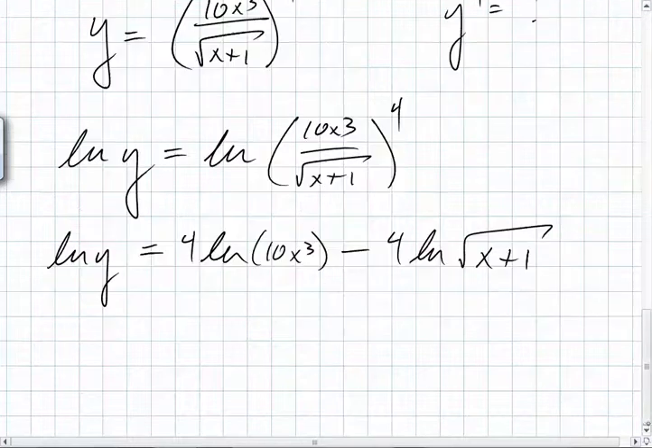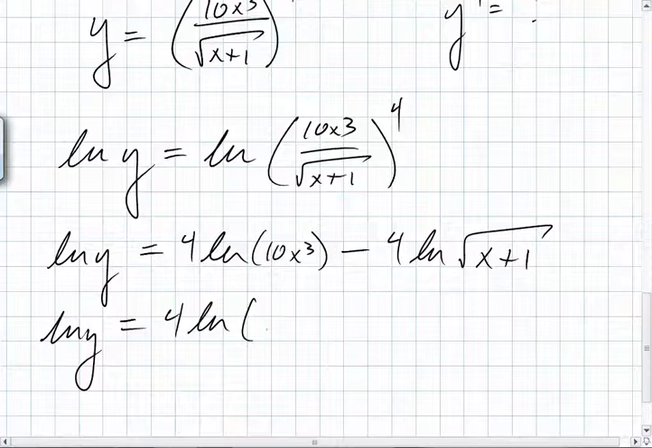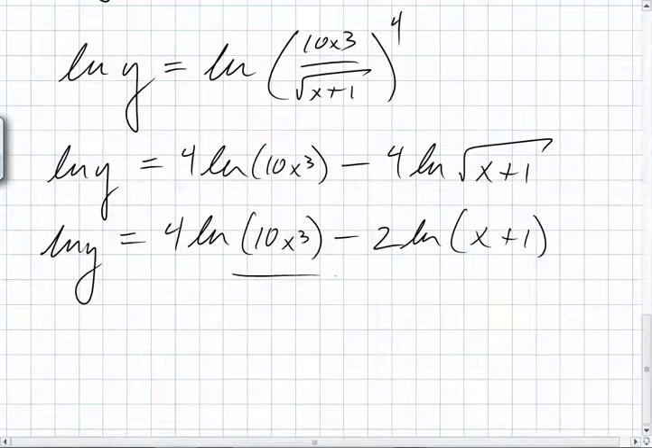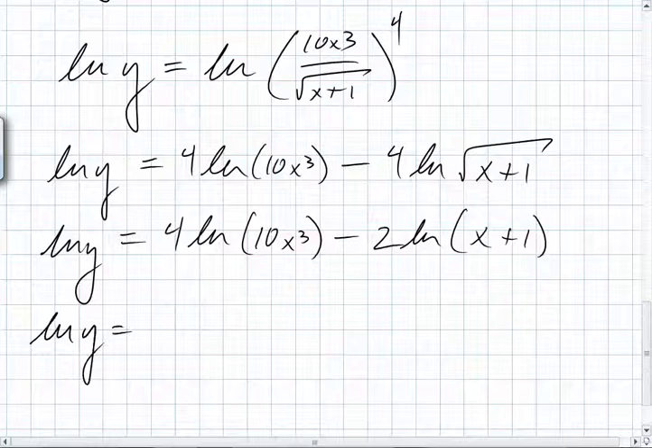What's the power when you have a square root? So you have this ln of 10, we'll leave it together here for now, minus 4 ln of x plus 1 to the what power? What can you do with that 1/2? Bring it to the front. What does the front become? 2. And what happens when you multiply two things inside a logarithm? You add them together, right? So you end up with ln of y is equal to 4 times ln of 10 plus what?